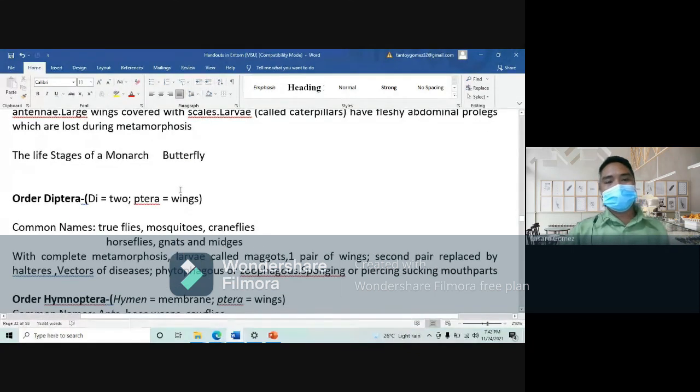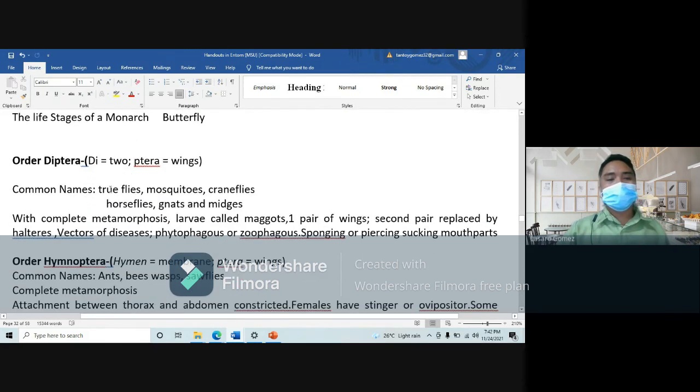We have seen the life stages of the butterfly as shown in the previous module. I hope you will remember the life cycle of the butterfly. The other order is the Diptera, which consists of two words. Di means two, ptera means wings. Examples of this order are the true flies, mosquitoes, crane flies, house flies, gnats, and midges.